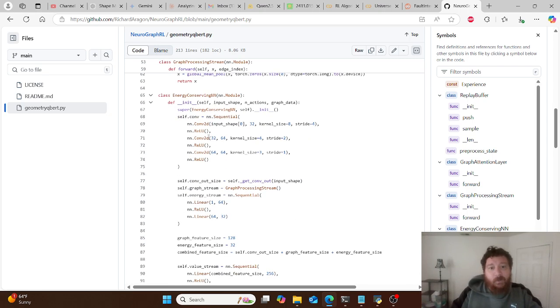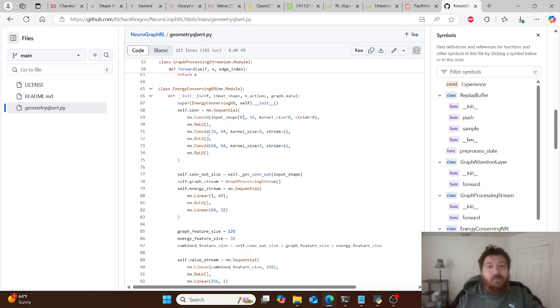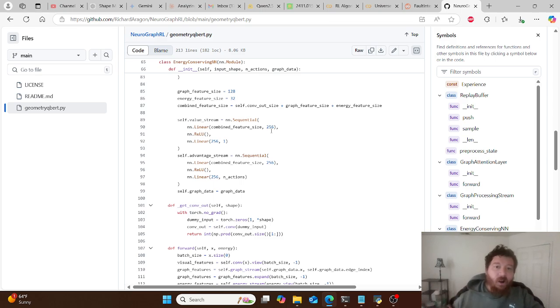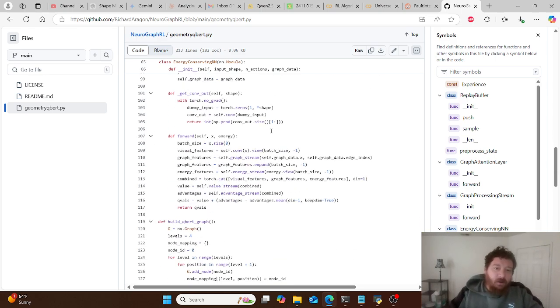And then the next class that we have is this energy conserving neural network. So the energy conserving neural network is another layer within the model, which is essentially responsible for the energy conservation, and its job is to essentially recognize that it has energy, and then by default, by just doing that, by not programming anything else, by the laws of conservation of energy, it starts conserving energy. So very straightforward there. And then that data gets passed back into that graph processing stream again, making sure that all of this data is getting fed back to the model, essentially.